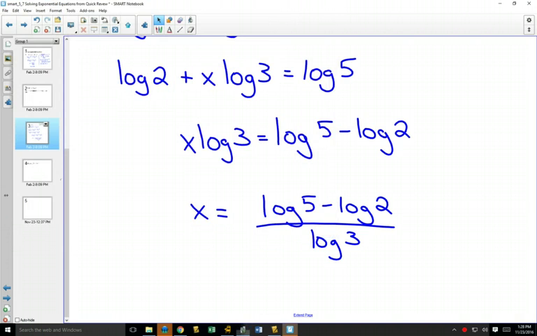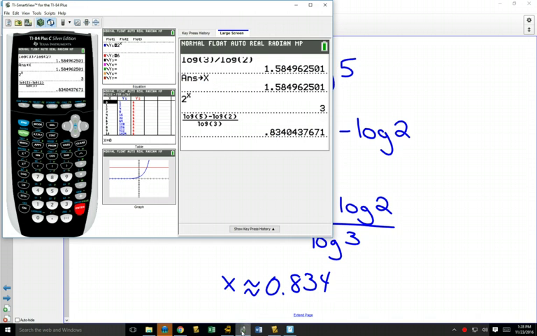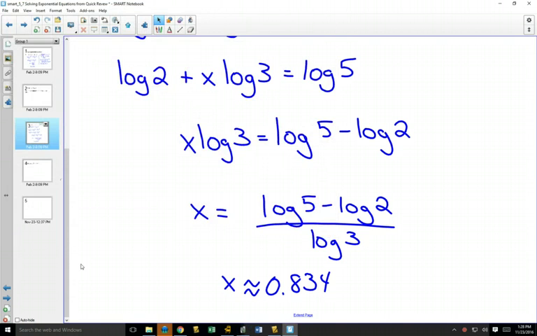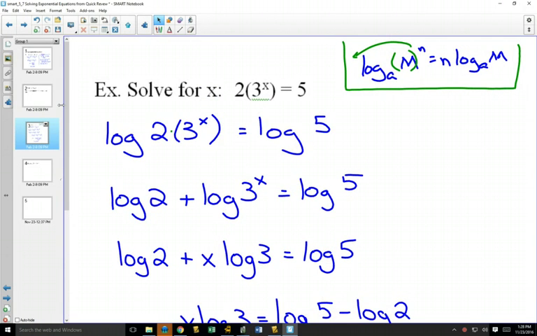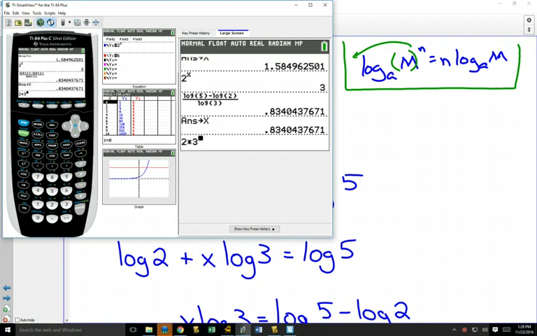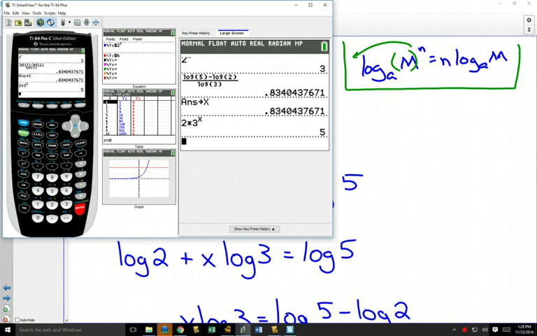0.834. A quick check to see if that actually works. I'm going to hit my store button and store it as x. And my original equation was 2 times 3 to the x, 2 times 3 to the power x. Is that equal to 5? It is. So then we know we're right.